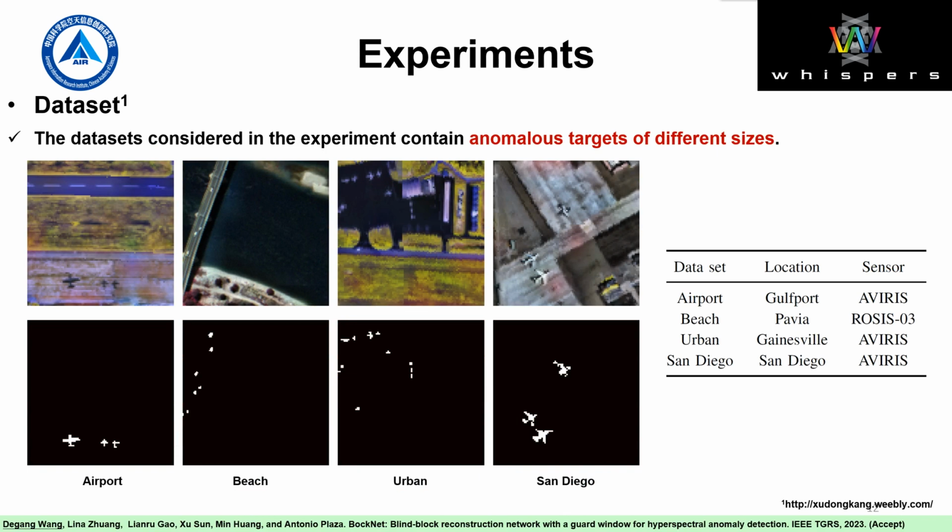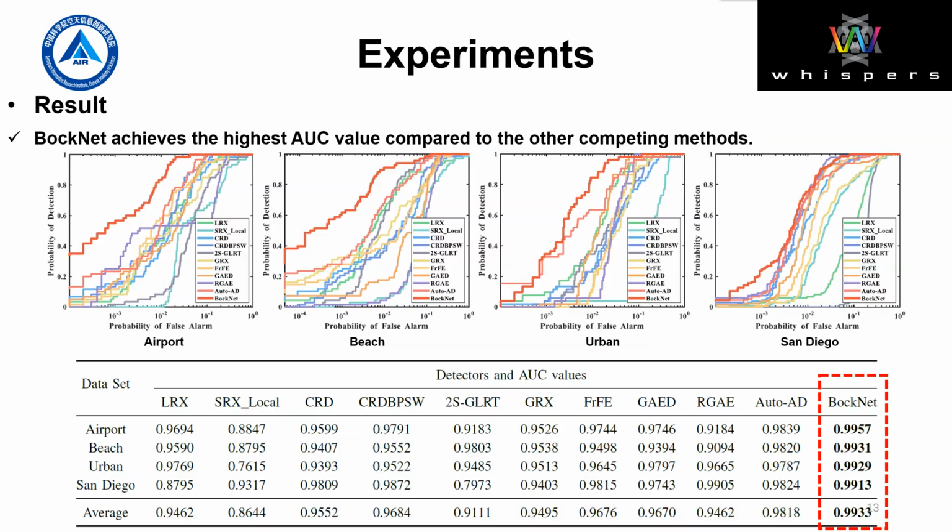Okay, now we move to the experiments. The first is the considered datasets, which contain anomalous targets of different sizes. Then follows the experimental results, as can be seen from the ROC curves. The ROC curve of our BockNet is usually located in the upper left corner, and our BockNet achieves the highest AUC value compared to the other methods.